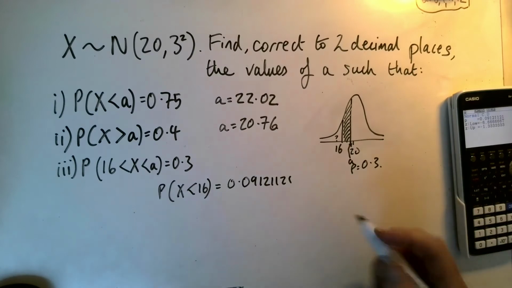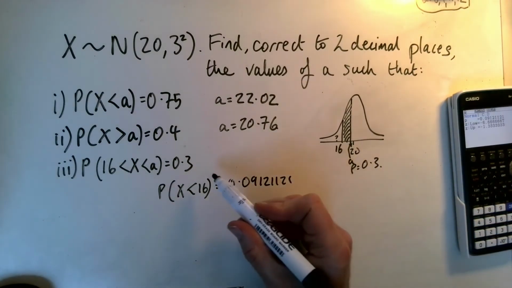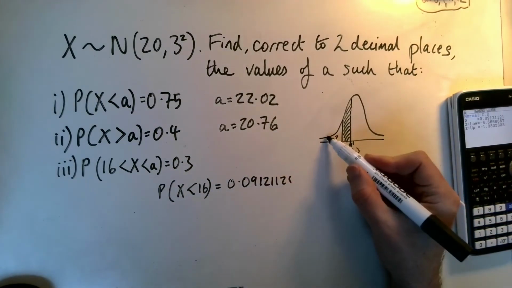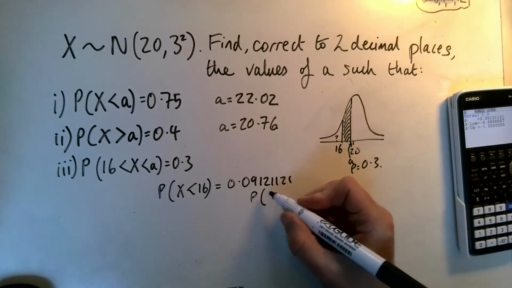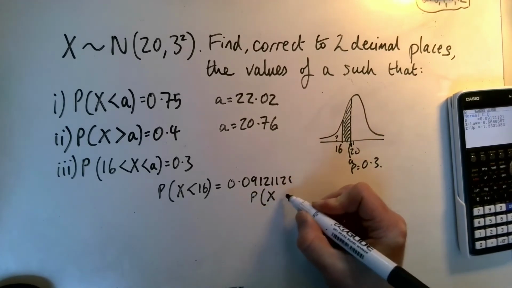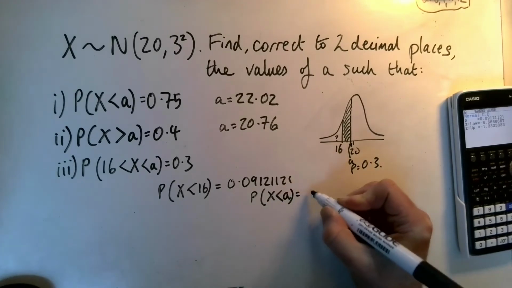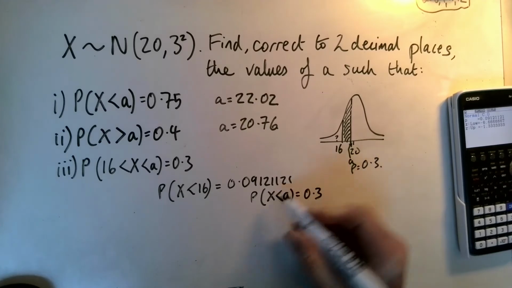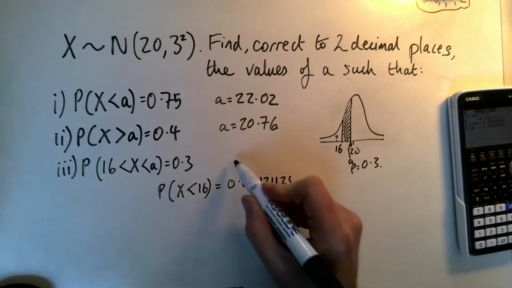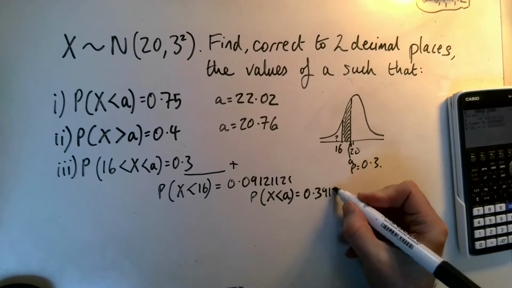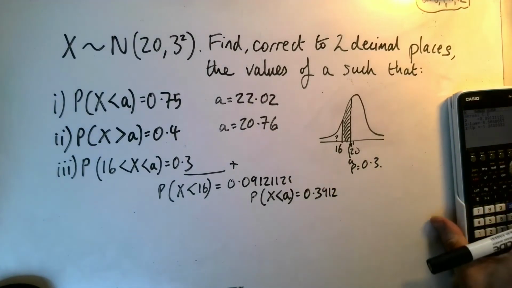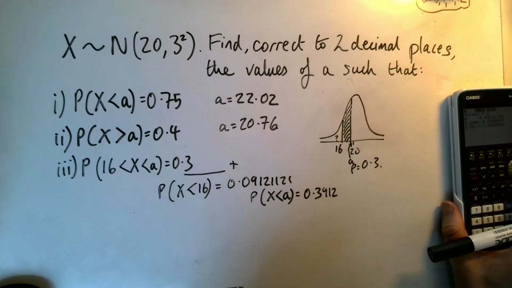So if I was to add these two together, then the probability that x is smaller than a is going to equal 0.3, add that and that together, 0.3912.